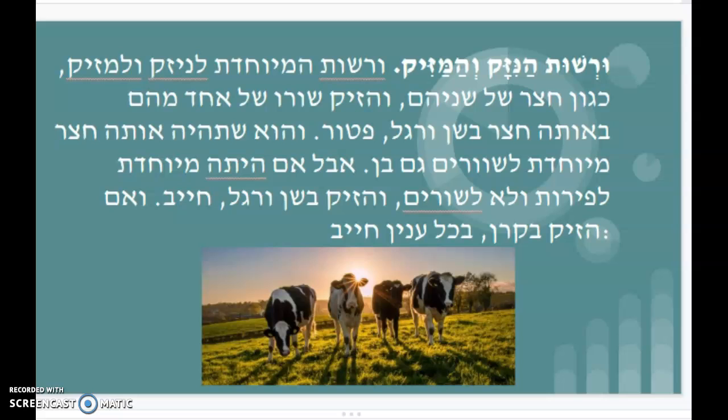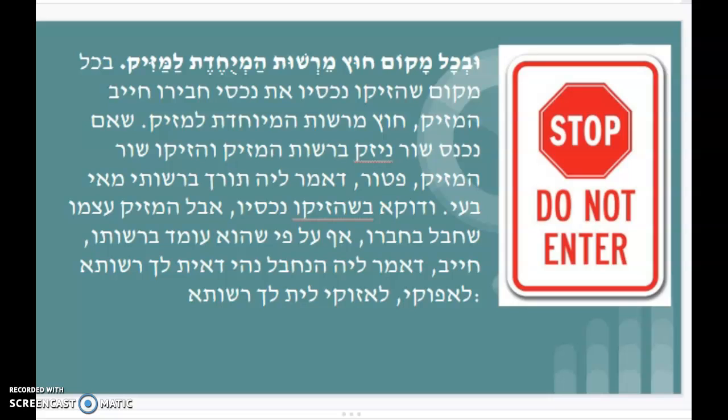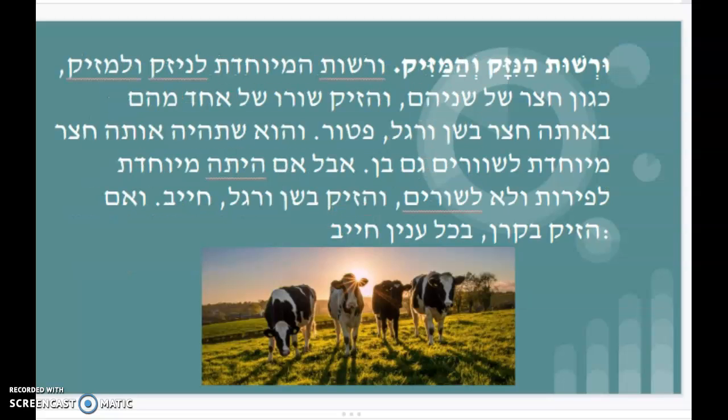Your case is b'reshut hanizak v'hamazik. The previous divrei matchil, which is just really piggybacking on, uv'chol makom, in every place, chutz mereshut hamiyuchedet lemazik, except for the property of the mazik. Now, talk to group number 4 to figure that part out. We're going to deal with your group right now. Your group is mereshut hanizak v'hamazik, a place, a property where both the person damaged, the nizak, and the person that caused the damage, hamazik, are allowed to be.